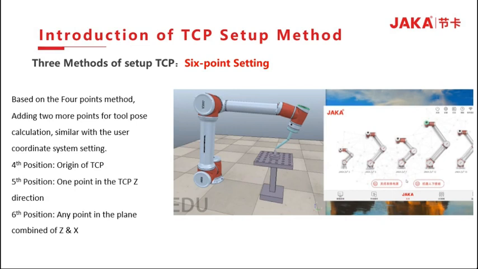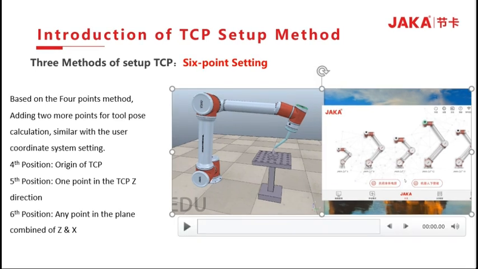The third method, 6-point setting. This method is based on the 4-point method, adding 2 more points for the tool pose calculation, similar to the user coordinate system setting. The 4th point is the origin of the tool center position. The 5th point is a little upper toward the TCP Z axis. The 6th point is any point in the plane composed of Z, O, X. Okay, now let's have a look at the video of the 6-point settings.